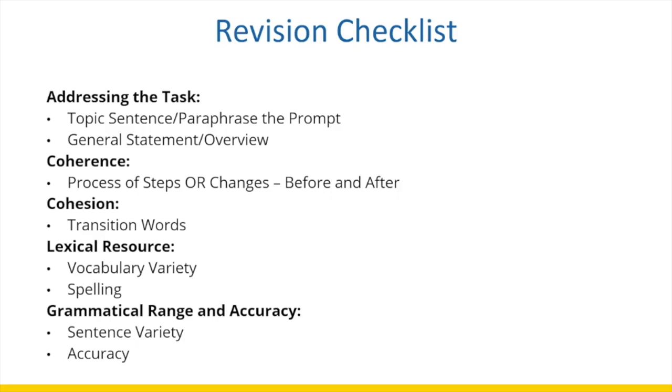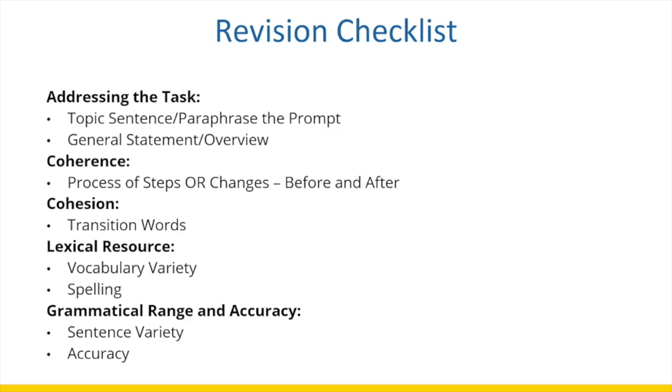Second point you have to remember is coherence. Coherence shows that you know the difference between process and changes, and you identify this and you explain it accordingly. Another part is cohesion. Cohesion means you are using your transition words and your ideas are linked together. So in this case, we have different sentences, and these sentences are connected to each other. It's not just random sentences, but they have a very good transition.